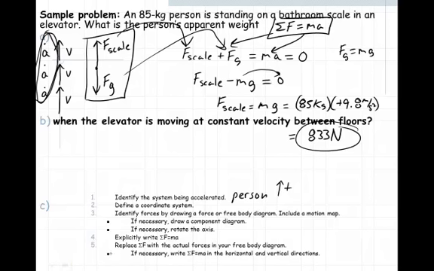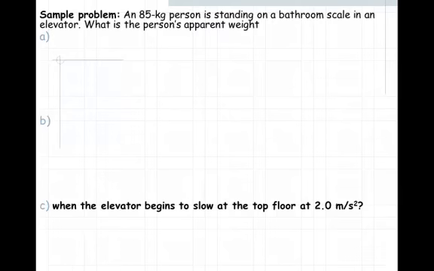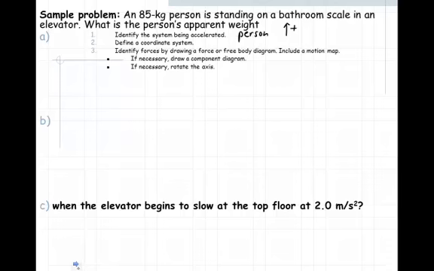Okay, so we did step 5 earlier, and we plugged in all our values. Now for part C, it says what's the person's apparent weight when the elevator begins to slow at the top floor at 2 meters per second squared. So once again, we need to identify the system being accelerated. It's the person. To find the coordinate system, we'll say up is positive, down is negative. Identify the forces by drawing a force or free body diagram and include a motion map.